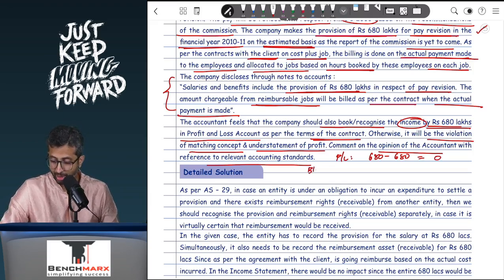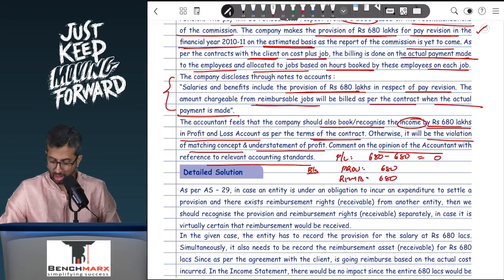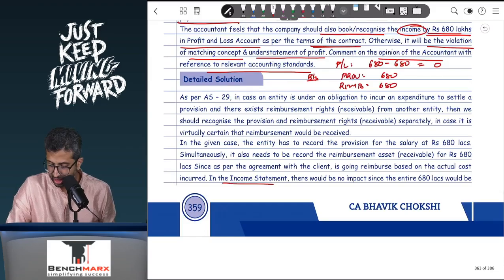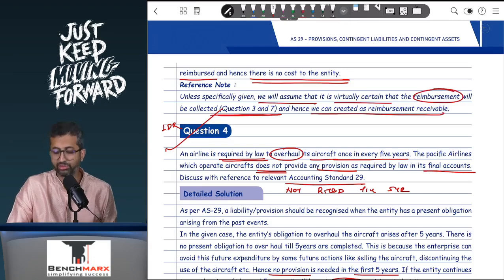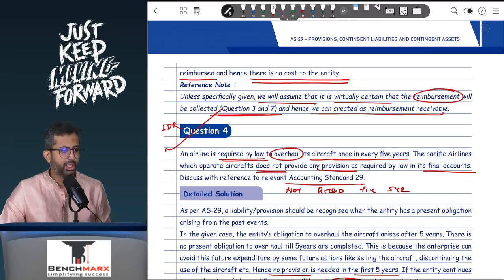However, when I look at my balance sheet, I'll have to show a separate provision, that is 680, and a separate reimbursable asset. This is what the institute does, and hence it is advisable you also show it accordingly. So over here, we are saying in the income statement, there would be no impact since the entire 680 lakhs would be reimbursed, and hence there is no cost to the entity. Unless specifically given, we'll assume that it is virtually certain that the reimbursement will be collected. Question 3 and 7, and hence we have created a reimbursement receivable.